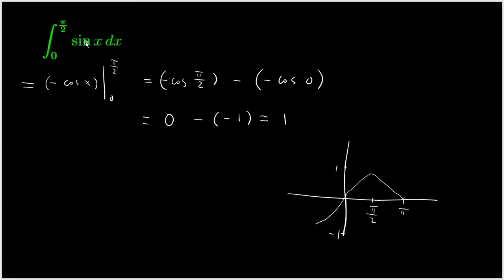Now recall the geometric meaning of the definite integral. It's the area under the graph of the function from 0 to half pi. 0 is here. So you can see it's the area of the shaded region.